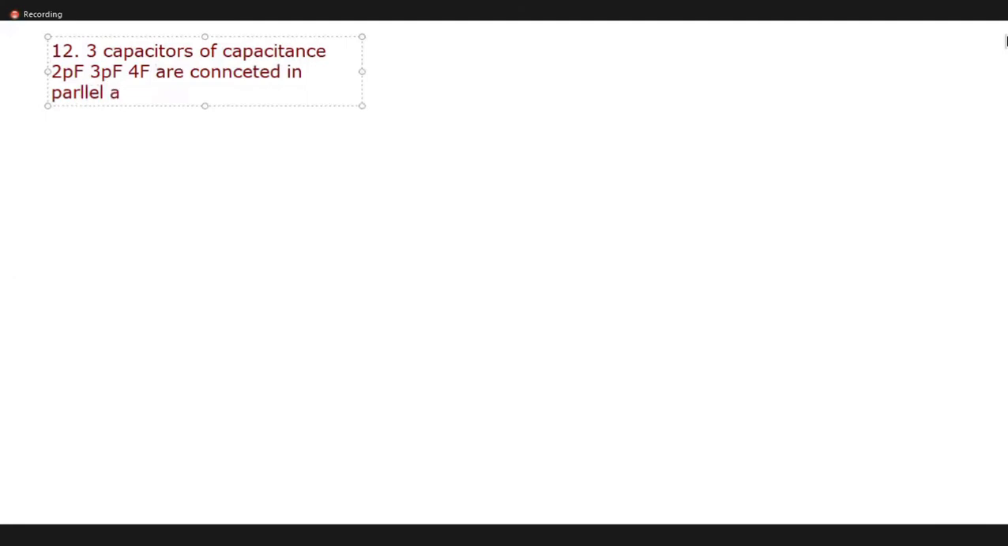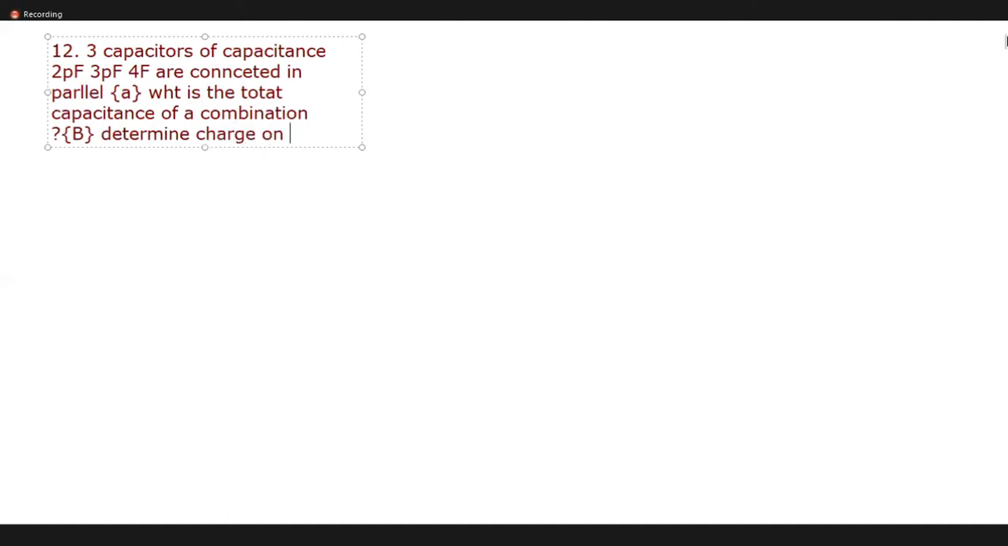In that, question A: what is the total capacitance of the combination? First question. And the B question: determine the charge on each capacitor when connected across the 100-volt supply.